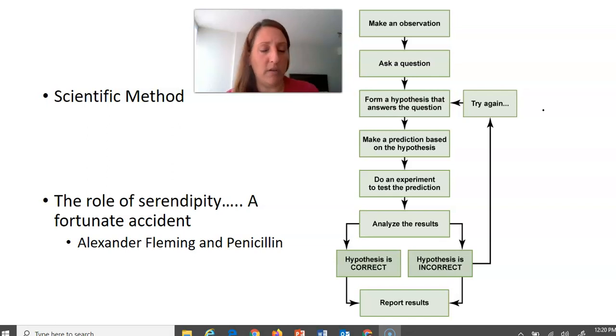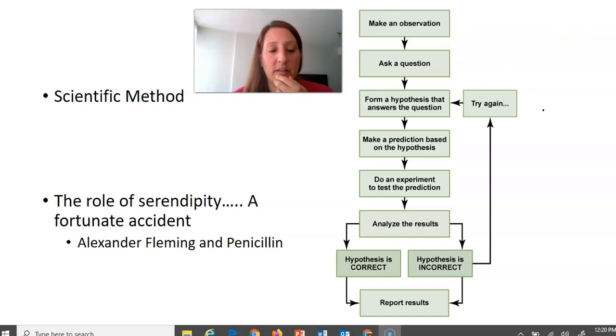Penicillin you guys probably have all heard of. It's an antibiotic used to treat many bacterial infections. We actually found out what penicillin was and its capability of inhibiting bacterial growth on accident.